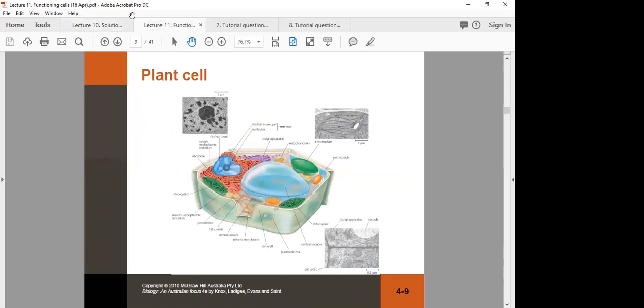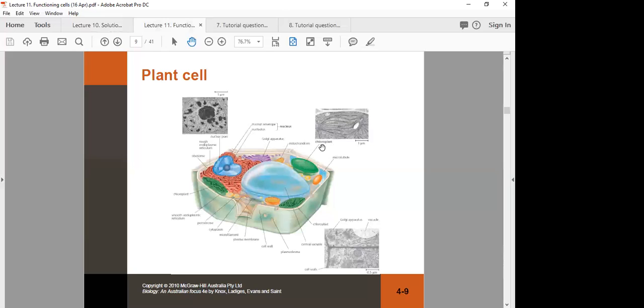So animal cells lack cell walls. Animal cells are only enclosed by a plasma membrane. Plant cells also have a plasma membrane, of course, all cells do, but they also have an additional layer called the cell wall. Correct. Another difference between plant and animal cells. Chloroplasts. Chloroplasts, correct. Here we have organelles called chloroplasts. Yes, which you don't find in animal cells.